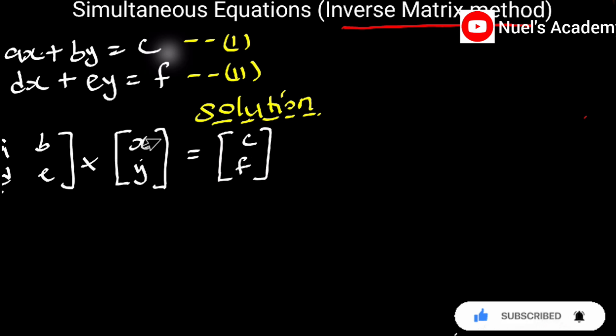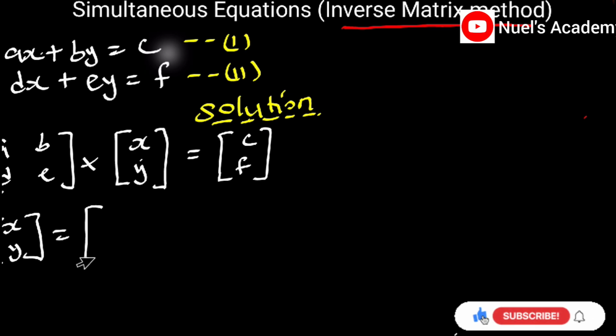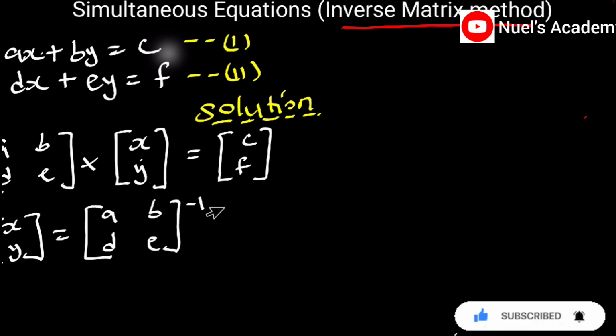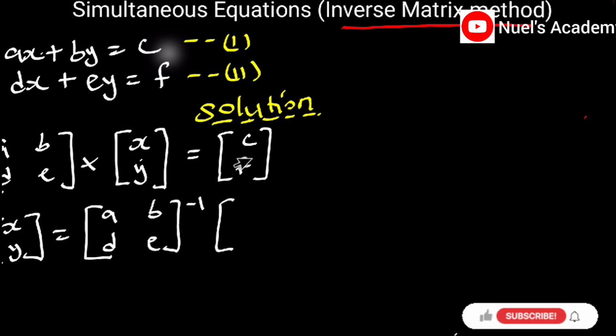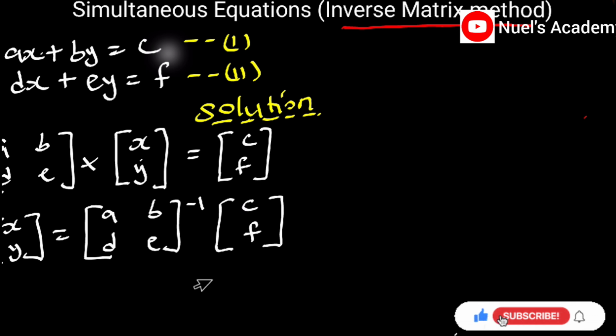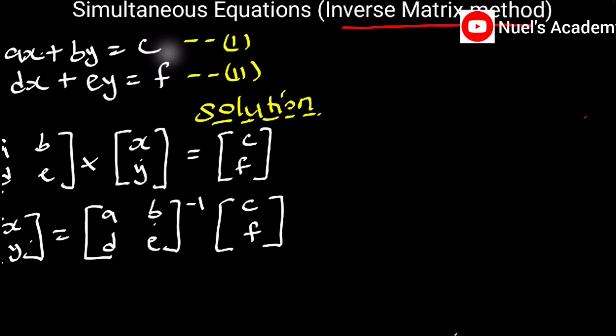Next is to find the value of x and y. x and y is given by the inverse of this coefficient matrix, which is A, B, D, and E, multiplied by the constants C and F. So if we find the inverse of this matrix and multiply it with the constants, that will give you the value of x and y. Let's solve the following questions.